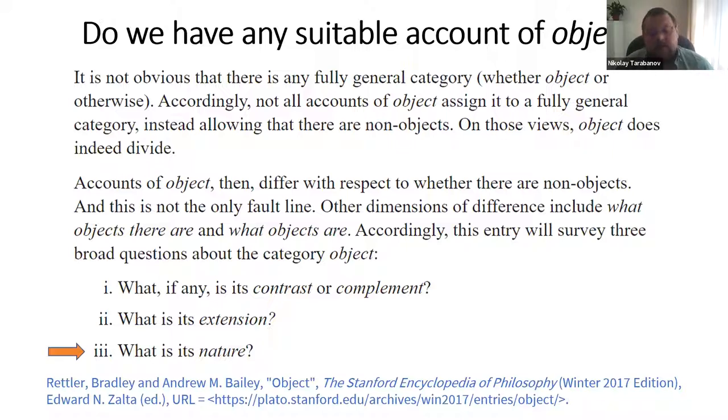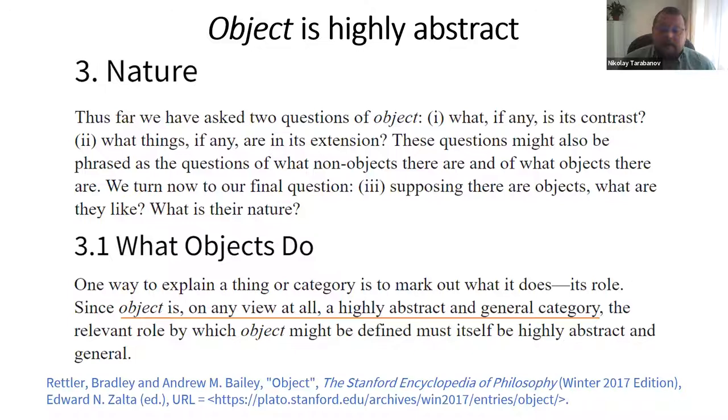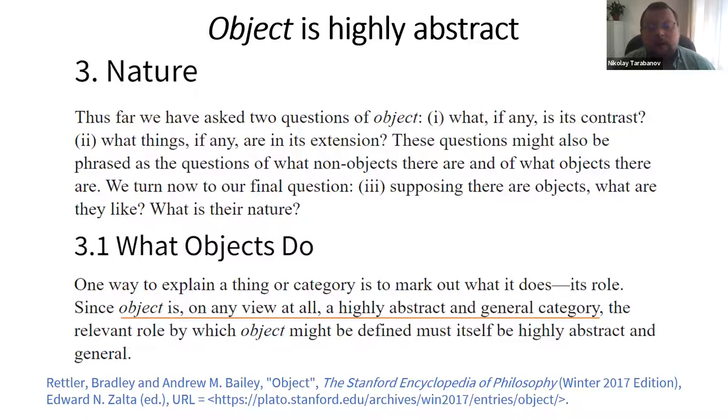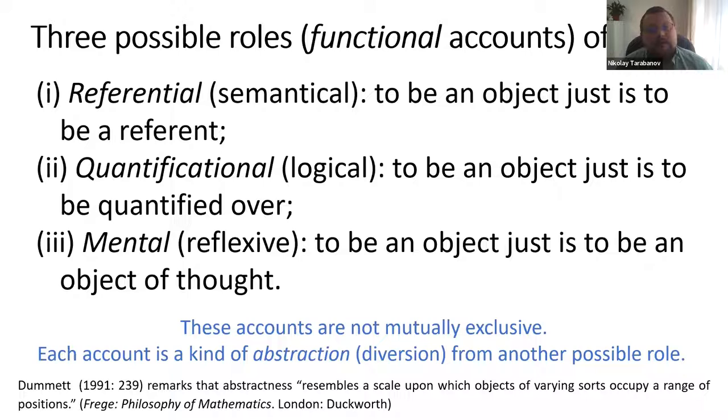I'm going to concentrate on the last question, which I guess is the most appropriate to the problem of object definition in what follows. They try to explain what I'd name a functional account of object, but before that, we can remark that object is highly abstract. So there are three possible roles, or maybe a functional account of object, which I propose to call inferential, quantificational, and mental.